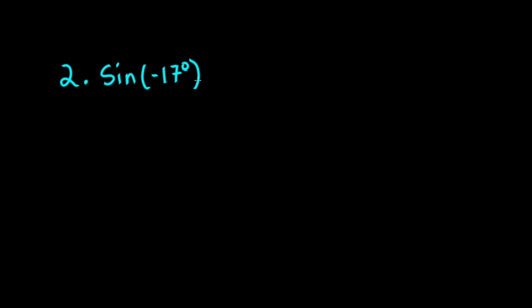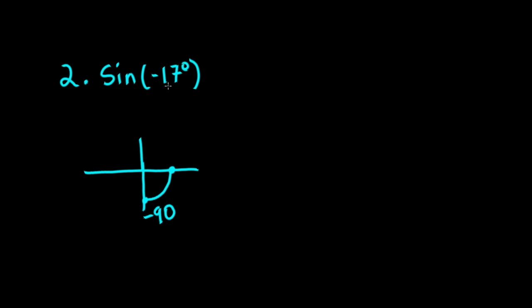Since -17 is already an acute angle, we do not need to find a reference angle. However, we do know that -17 is in the fourth quadrant. This is how we know that. If we look at a graph and we go to our starting point here at 1, 0, and we go in a clockwise direction, we know that from here all the way over here is -90 degrees.